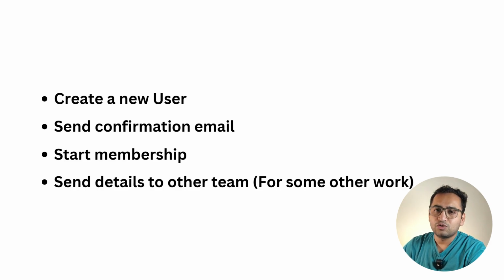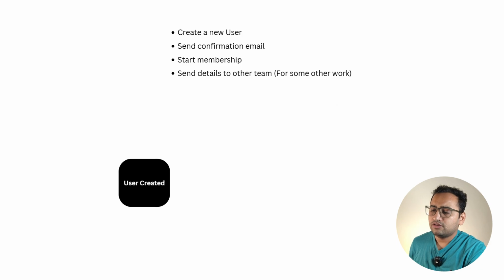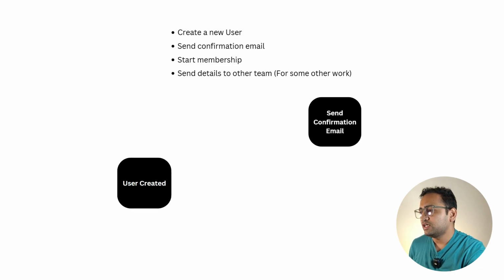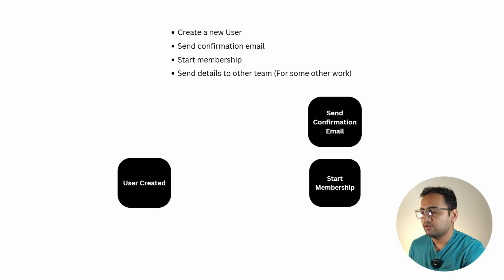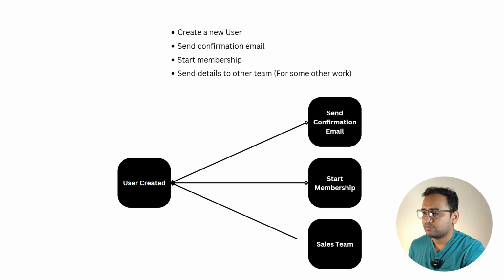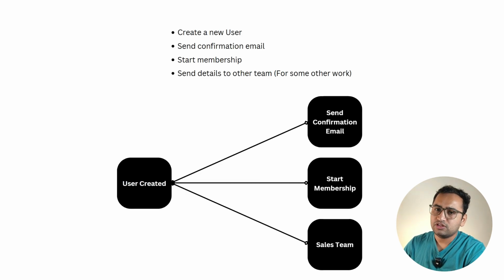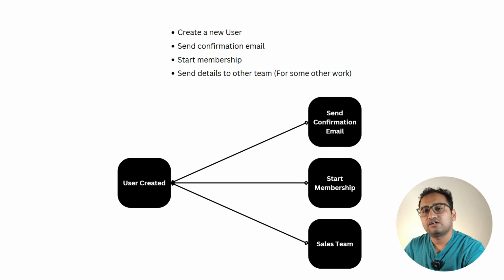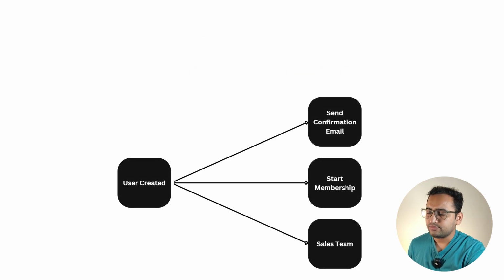But if you are using the notifications concept from the CQRS pattern, then you can segregate your code from each other and there will not be any kind of dependency. The user will create the account, then immediately we will send the confirmation email, start the membership, and share the information with the sales team. Now let's understand how the flow will be if we are using this notifications concept.